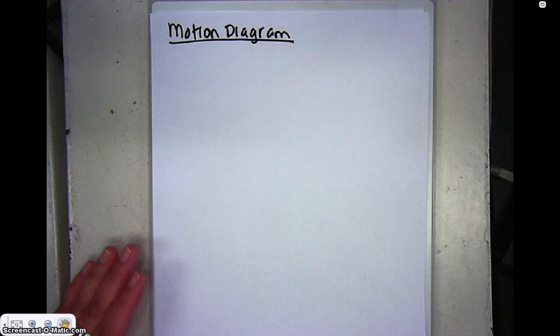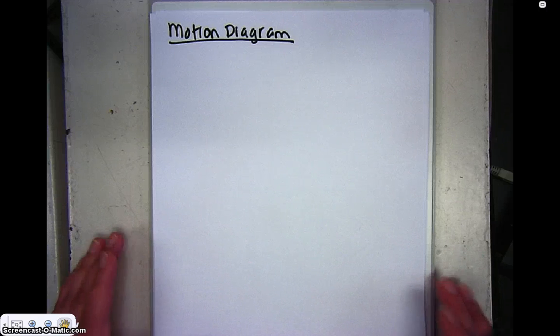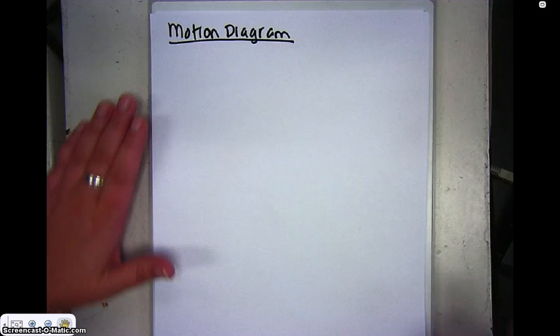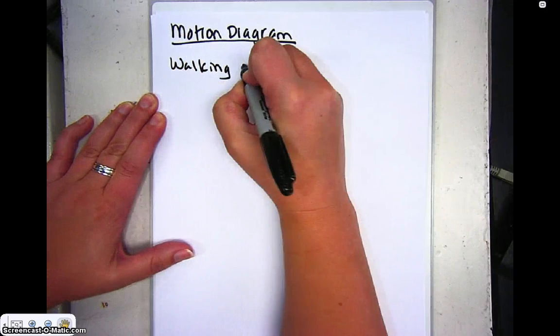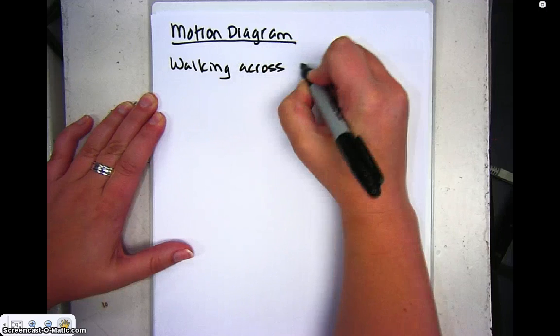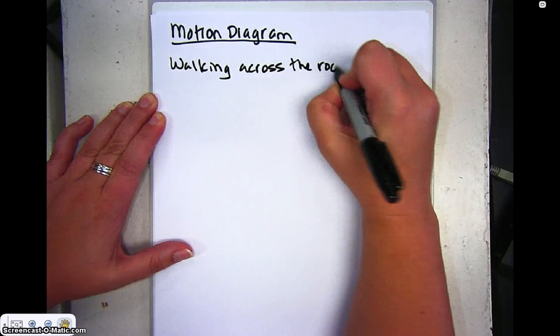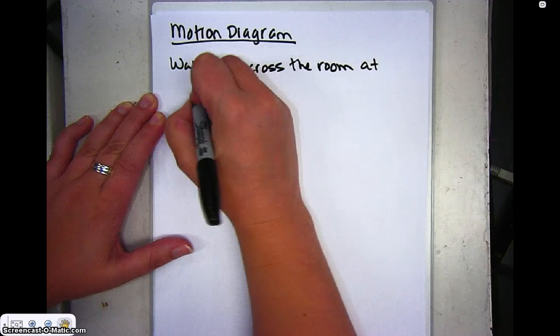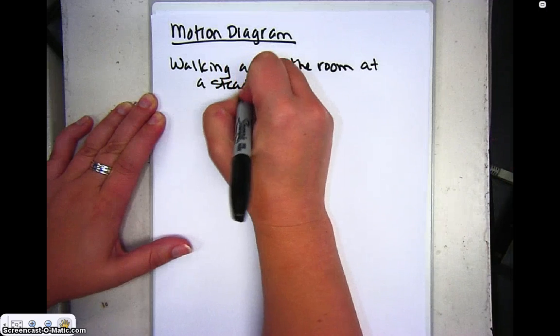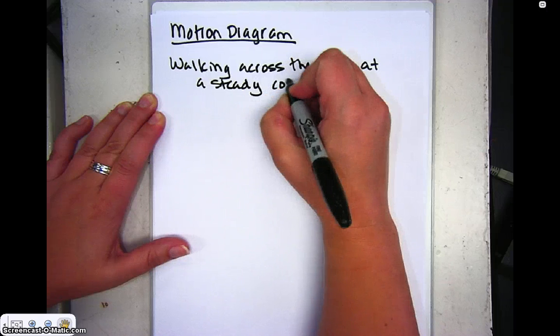To give you just a really basic example, let's start with someone walking across a room at a steady speed. And what's important here is at a steady, or constant, speed.